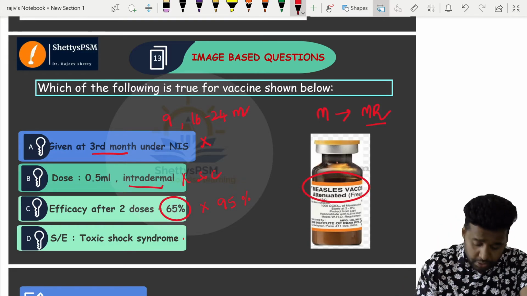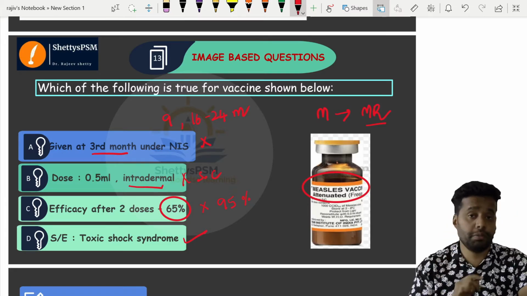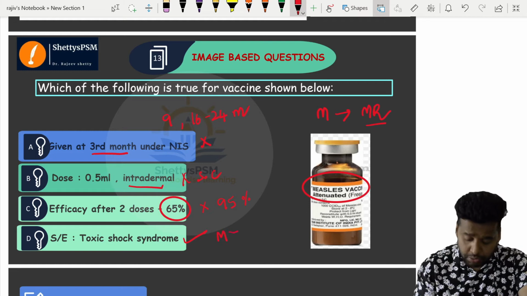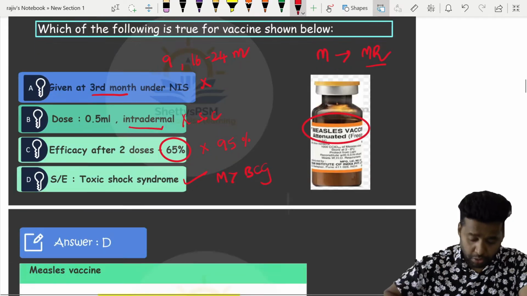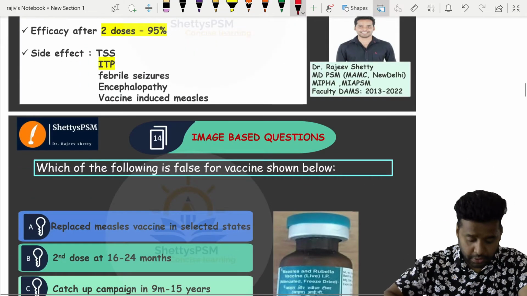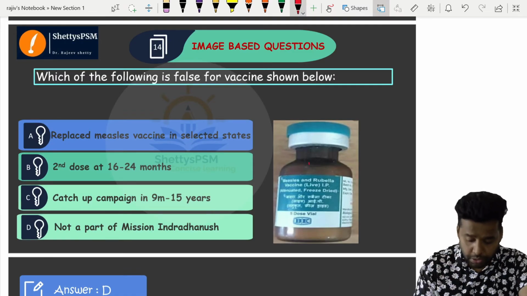Side effect toxic shock syndrome, correct. Toxic shock syndrome can also be seen in BCG vaccine, but it is usually seen more frequently with measles vaccine compared to BCG vaccine. Good. Note all my keywords that I am telling, very important. Good. Which of the following is false for the vaccine shown below?